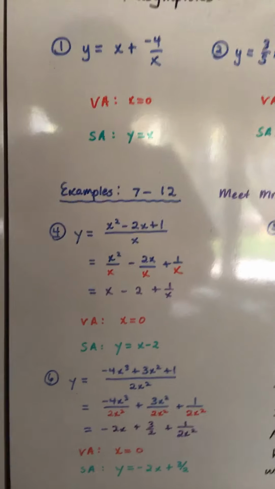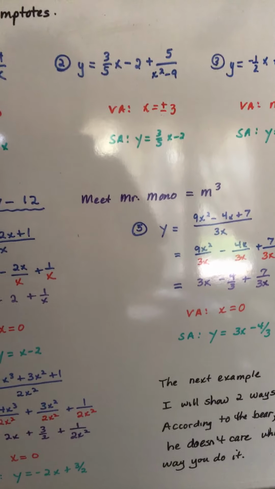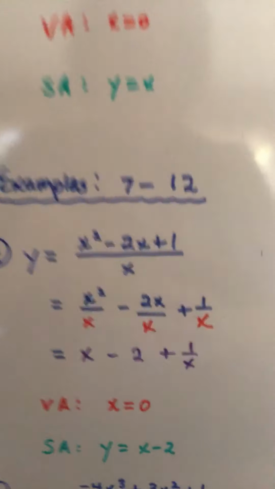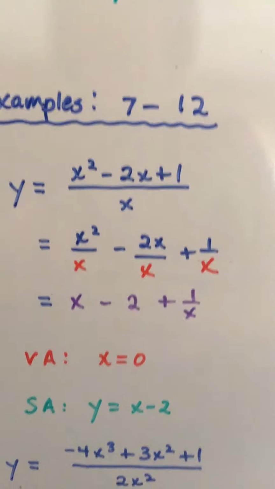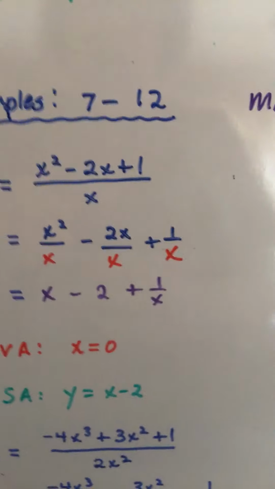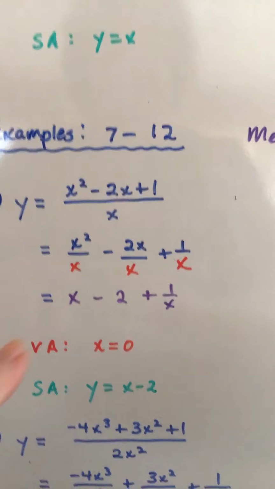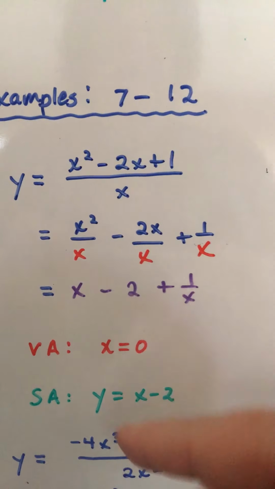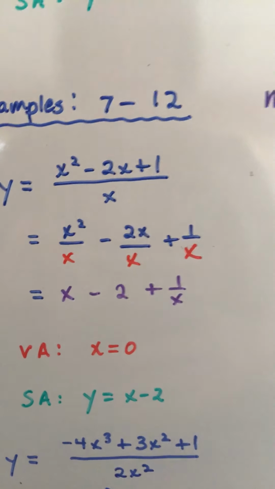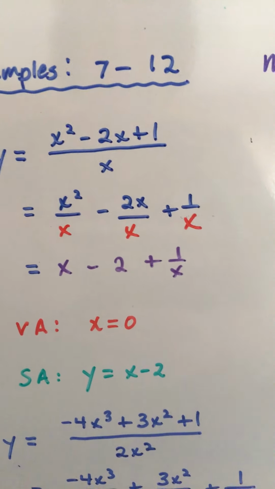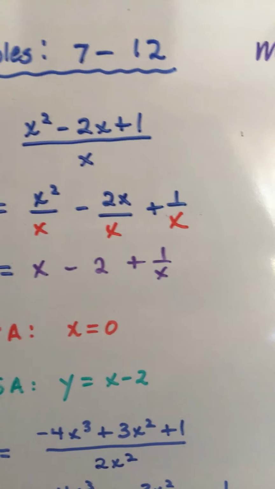At the bottom of the page, you're going to do 7 to 12, or what I call meet Mr. Monomial, or M cubed. And you're going to go back, yes, to Algebra 1, and you say, hello, x squared, hello, -2x, and hello, 1. And then you reduce, and now you're in quotient remainder form. What makes the denominator 0 for all of these monomials in the denominator when there's a variable is going to be x equals 0. What's the quotient? y equals x minus 2.